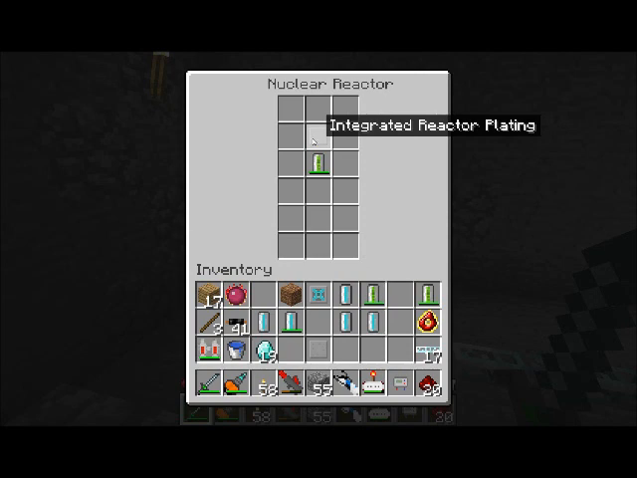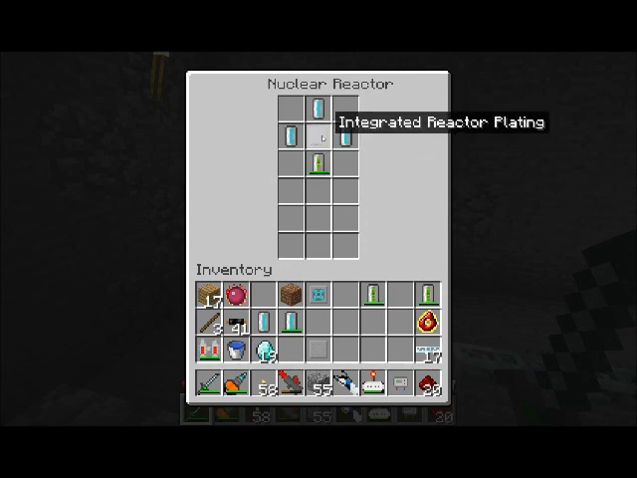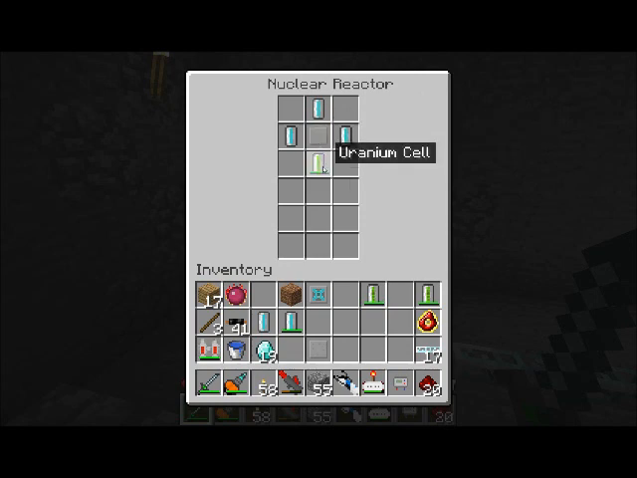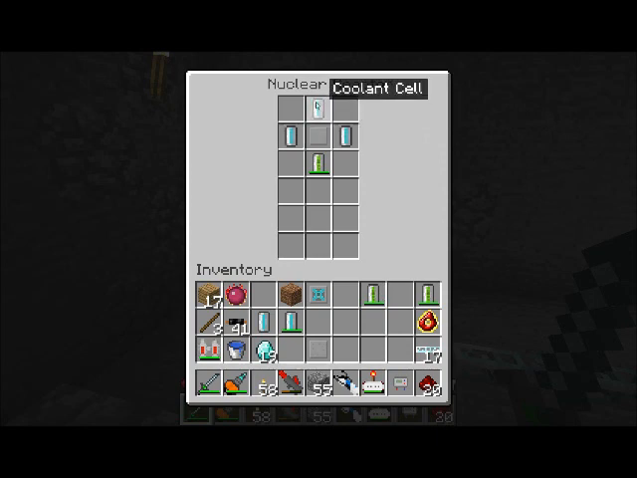However, it also serves as a distributor of heat. So if I place coolant cells around this guy, the heat generated by this will go into this, and then it will distribute its heat evenly to the coolant cells around it. So let's turn that on and see how that works. Because there's only 1 item next to this uranium cell, it should dump 10 heat per second into this integrated reactor plating. And this will divvy up that 10 heat into these 3. So they'll probably get about 3 each.